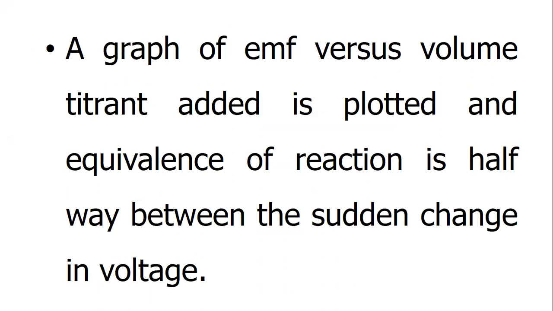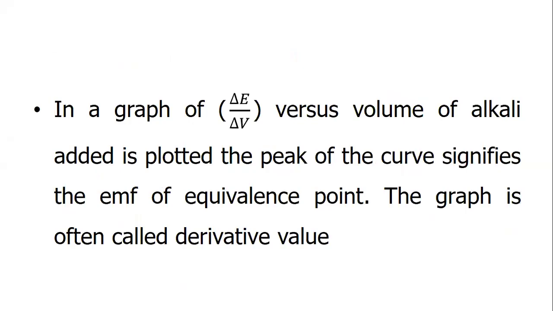A graph of EMF versus the volume of titrant added is plotted, and the equivalence point of the reaction is halfway between the sudden change in voltage. In the graph of delta E over delta V versus the volume of alkali added, the peak of the curve signifies the equivalence point. The graph is often called the derivative curve.